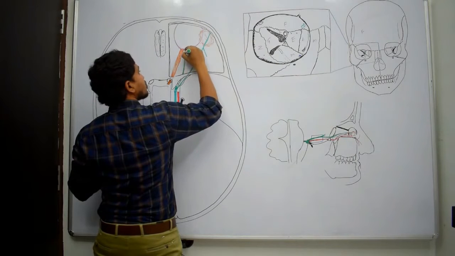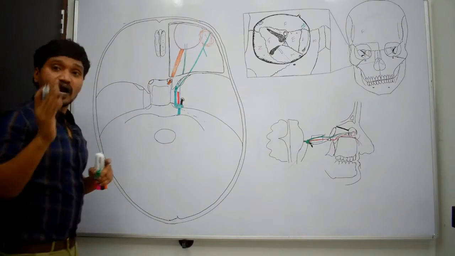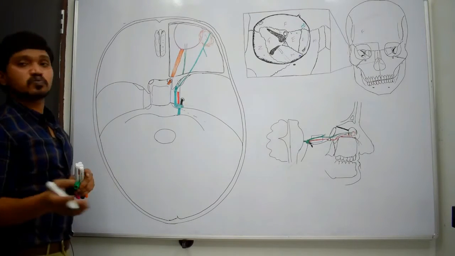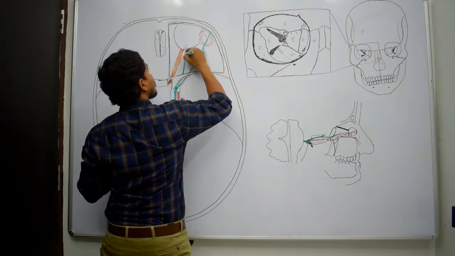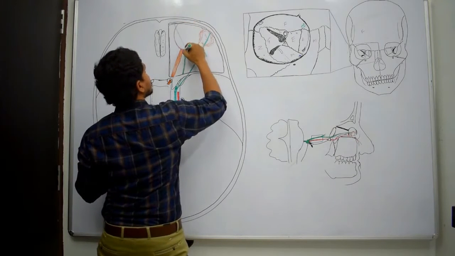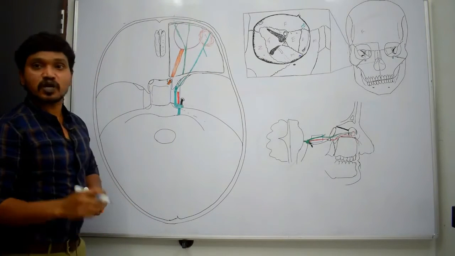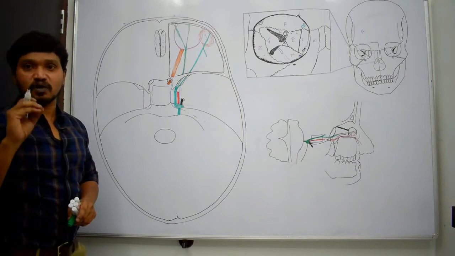At the middle of the orbit, frontal nerve divides into two branches. What are those branches? Supraorbital and another one is supratrochlear. So this is supraorbital nerve and this is supratrochlear. First if we take supratrochlear. Trochlear means what? Trochlea of superior oblique muscle.